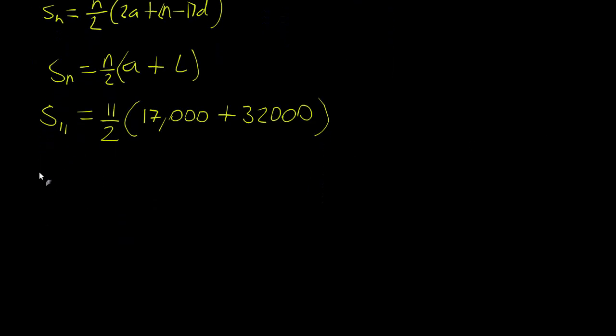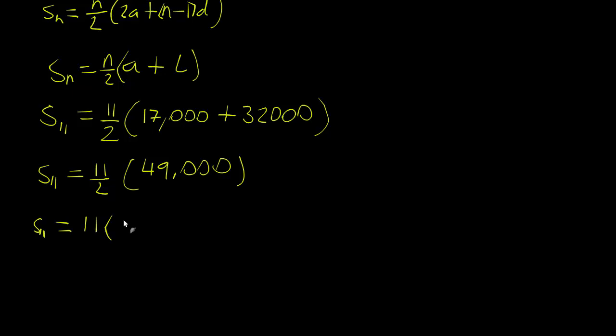So the sum of the 11 terms is 11 over 2 times, if we add these together, 49,000. Then we need to divide that by 2 and then multiply it by 11. Divided by 2, it would be 24,500.